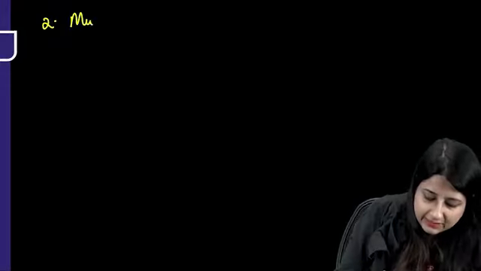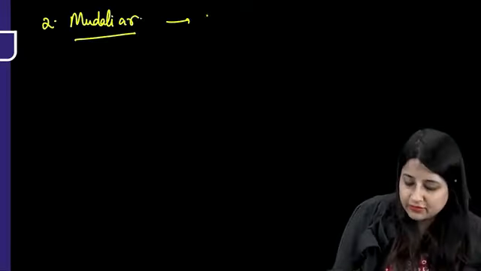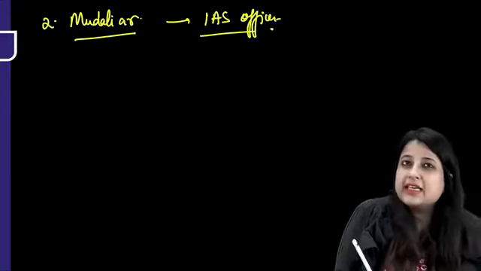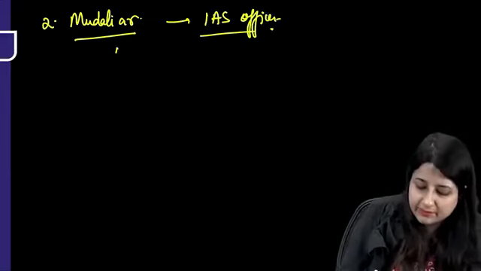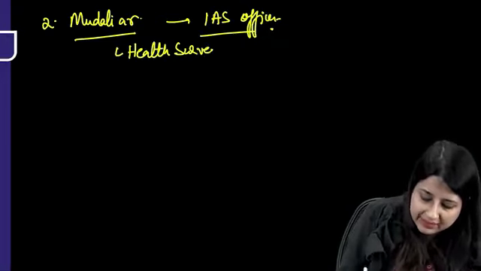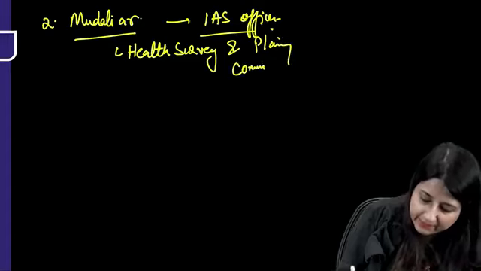We all know the second committee was Mudaliar. Now we know that Mudaliar was an IAS officer. So he said, why are you talking about development first? Please, first let us talk about planning. So what was the name of his committee? Health Survey and Planning Committee, not Development Committee.